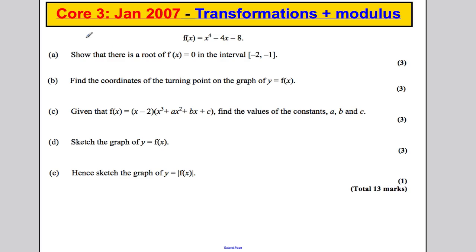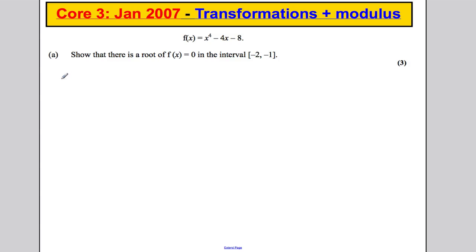Okay, part A, show that there is a root in this interval. What we do is we work out f of -2, we work out f of -1. If there is a change of sign, because this curve is continuous, there must be a root in that interval. So on your calculator, you substitute in -1 and -2. If you put in -2, you get 16. If you put in -1, you get -3.